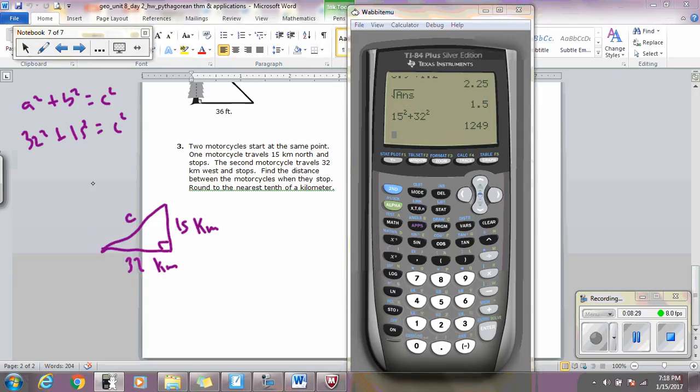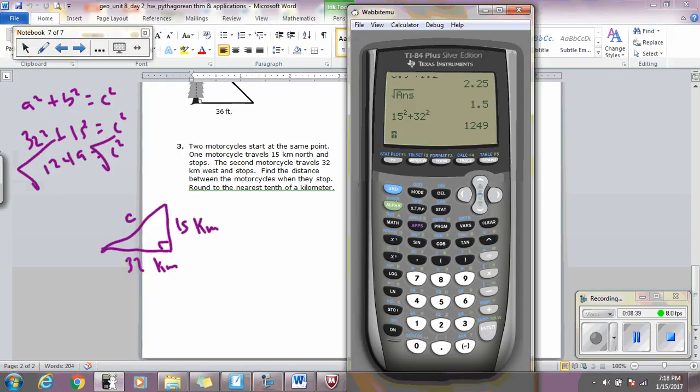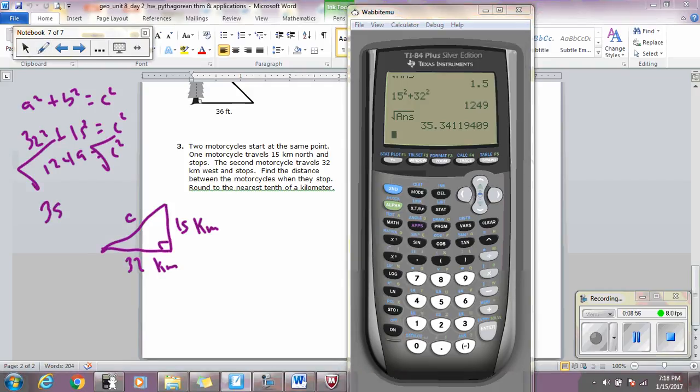And now we take the square root. And it's about 35. No, it says round to the nearest tenth. So 35.3. And this concludes your tutorial for this assignment. Good luck on the rest.